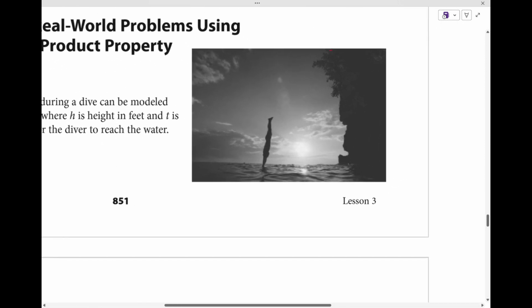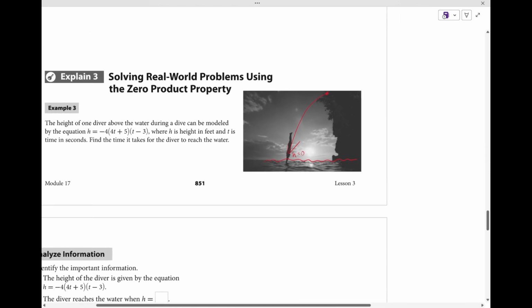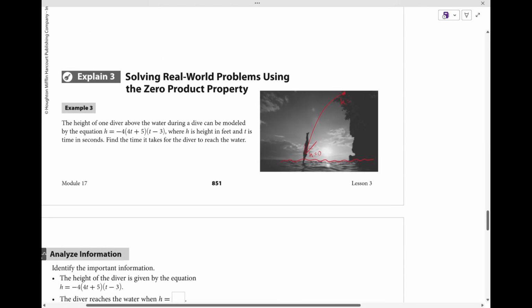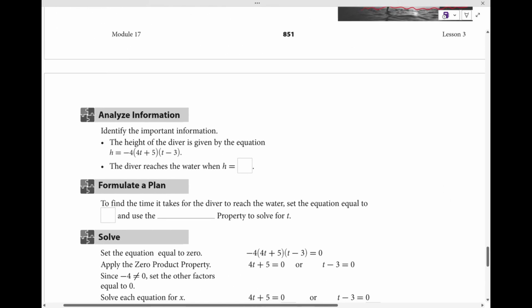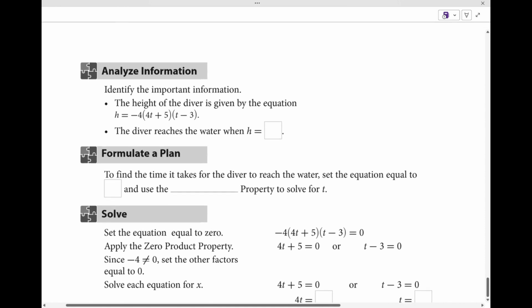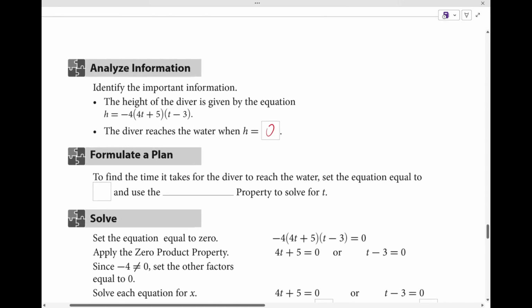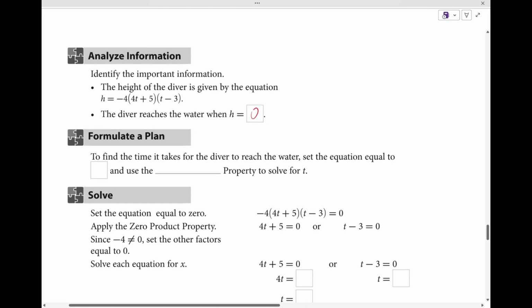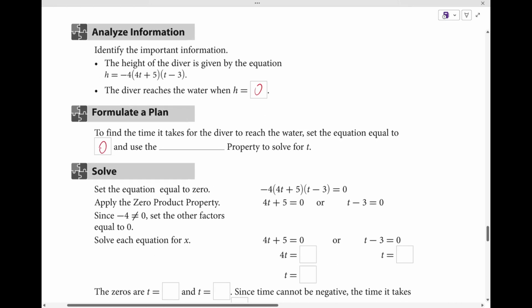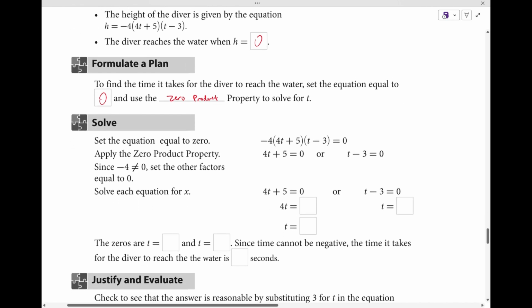Okay, so here's this guy, jumping off a cliff. So his height, if our height is how far above the water, when he hits the water, his height is 0. When he starts at the top, well, I don't know how high up that is, but it's some height. Okay. Identify the important information. The diver reaches the water when h is 0. To find the time it takes for the diver to reach the water, we want to set the equation equal to 0 and use the zero product property to solve for t. And then from there, you solve.